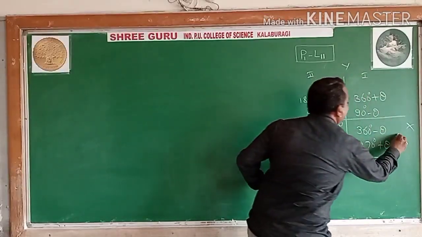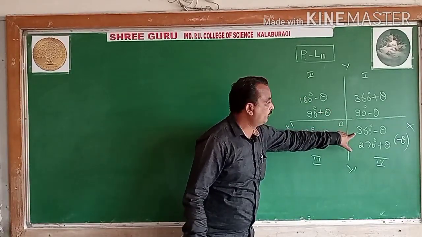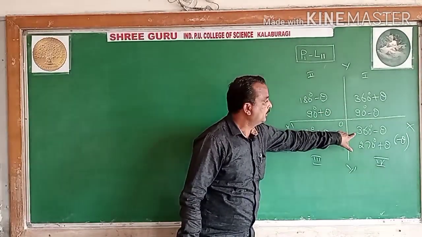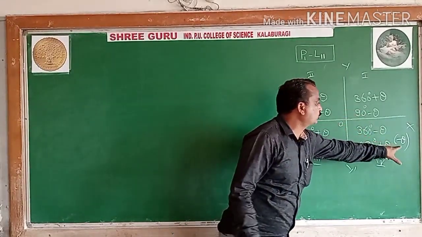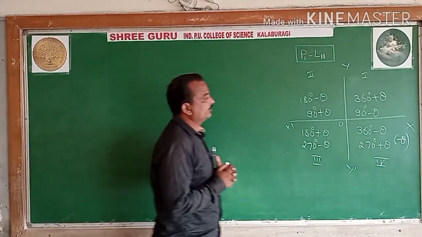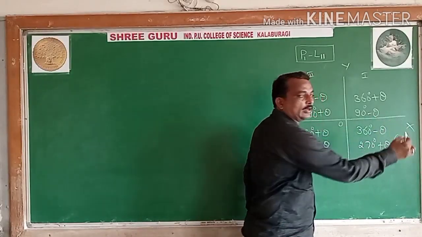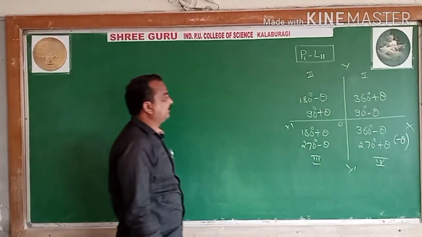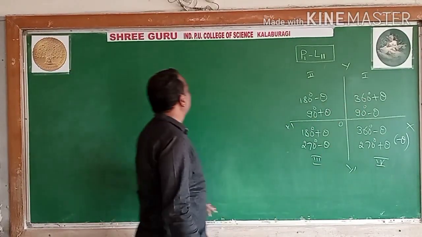One more, that is minus theta. A negative angle is taken in the clockwise direction, so it falls in the fourth quadrant, whatever the negative angle. So these are the 9 allied angles we should discuss. Already we have discussed 90 degree minus theta. Let us discuss the remaining allied angles.